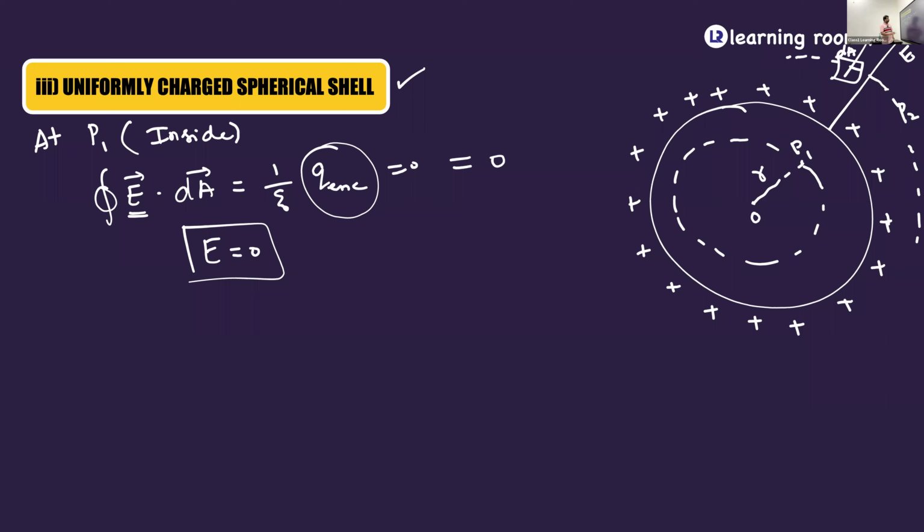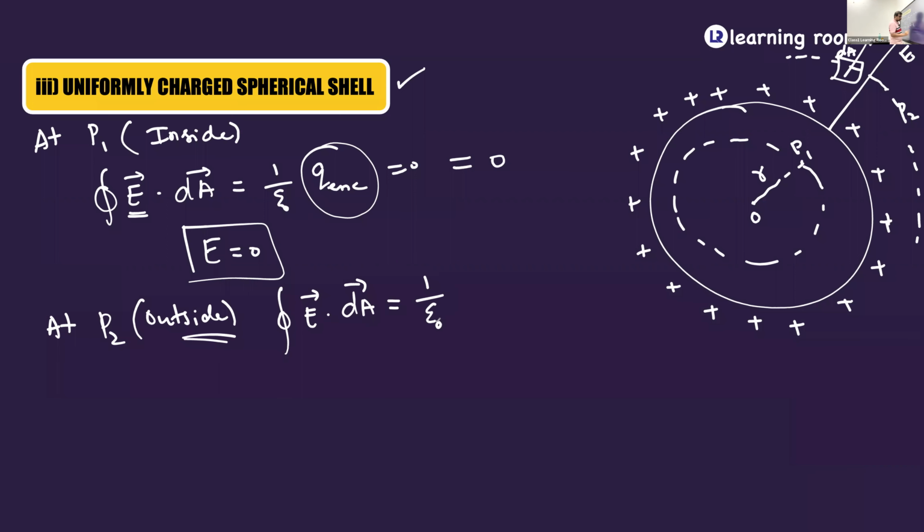Angle between both is 0. So for point P2, that is outside, if I directly start applying the Gauss law, then I'll get the surface integral of E vector dot dA vector is equal to 1 by epsilon naught times the charge enclosed by the Gaussian surface.